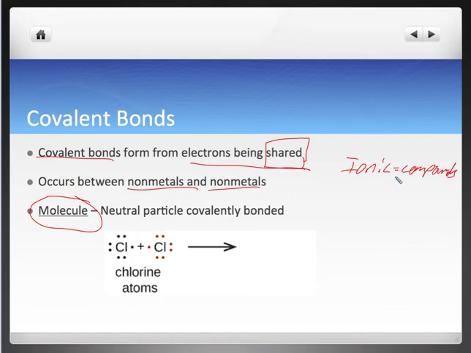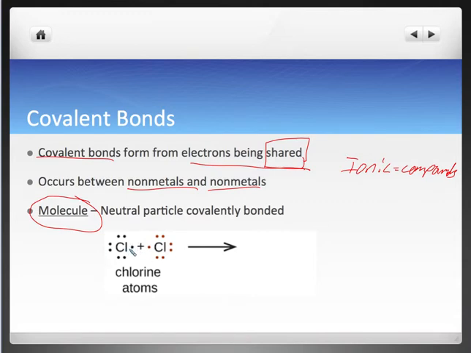Is it wrong to call it the other way? No, absolutely not. You can call ionic a molecule, you can call covalent a compound, that's fine. But in general terms, when you hear the word compound, I want you to think ionic bond. When you hear molecule, I want you to think covalent bond, because most of the time that's what's happening.